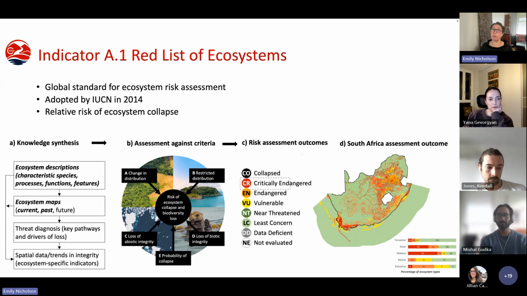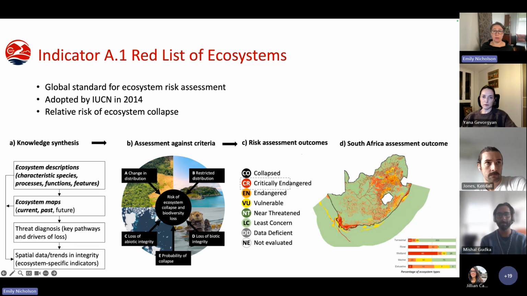So the Red List of Ecosystems was adopted by IUCN 10 years ago in 2014 as the global standard for ecosystem risk assessment. It provides a systematic framework for compiling information on ecosystems, including descriptions, maps, and trend-based indicators on ecosystem area and integrity. And it uses this information to assess their relative risk of collapse based on change in ecosystem area and integrity. And it does this over several timeframes, the last 50 years, and then over historical timeframes, but also can project change into the future. And one of the things that makes it different from the Red List of Species is that it does focus much more heavily on these trend-based criteria and indicators.